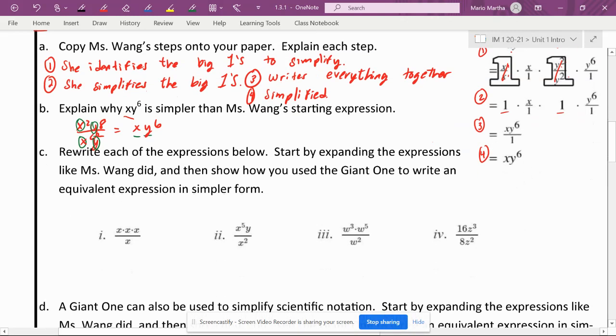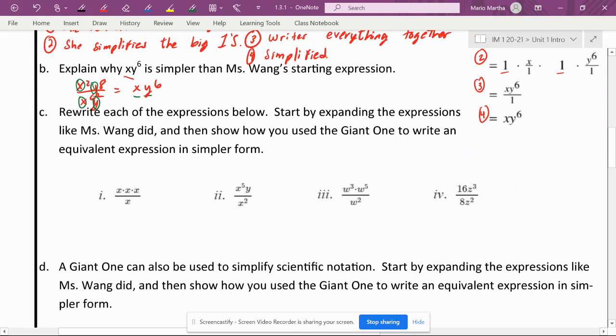And then part C right there, rewrite each of the expressions below, start by expanding the expressions like Miss Wang did, and then show how you use the giant one, or the big one, to write an equivalent expression in simpler form. So here, we have one on top, one at the bottom, so that's our giant one. Just calling it the big one, we can call it the giant one. So that's going to leave us with just x times x, and that's going to be x squared.